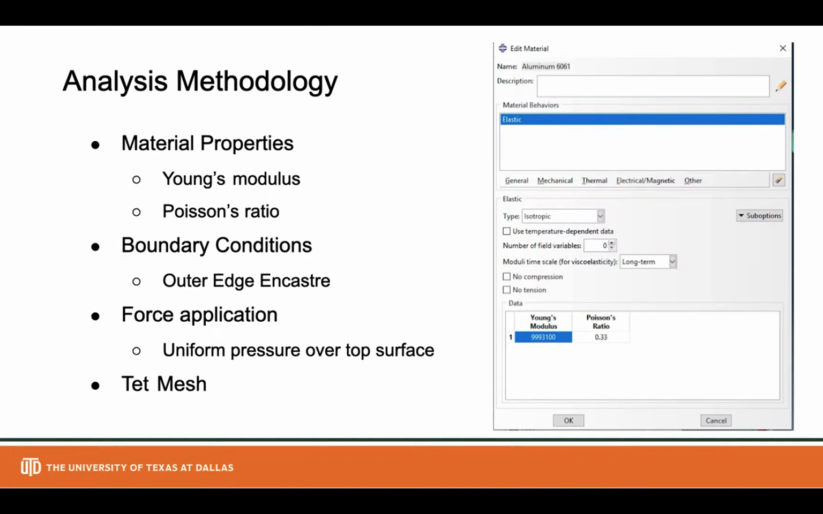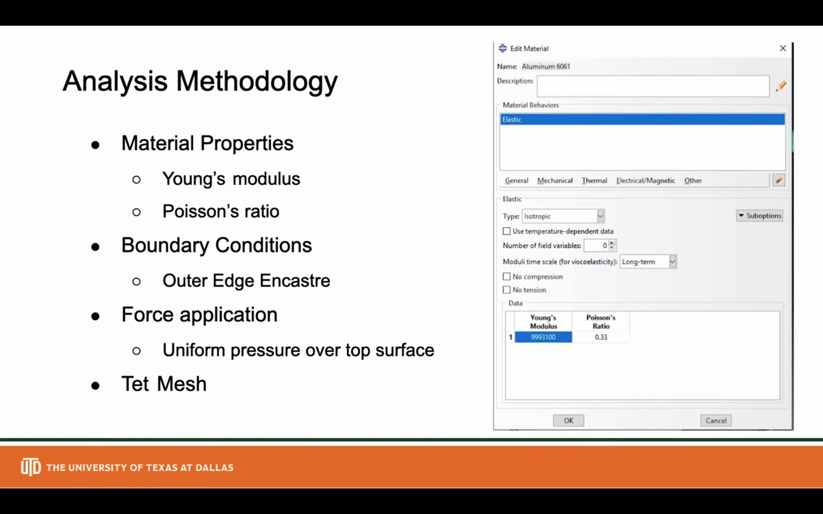On the next screen, we see the analysis methodology, and we entered Young's modulus and Poisson's ratio for both material properties of aluminum 6061, which is shown here, and titanium. For aluminum 6061, the Young's modulus was 9993100, and Poisson's ratio was 0.33.